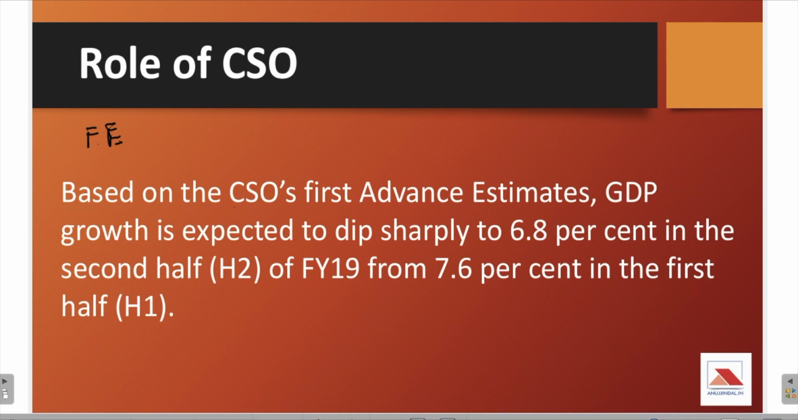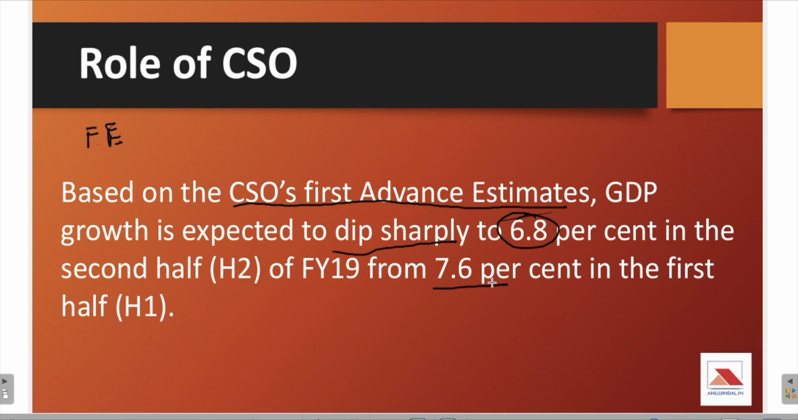Based on CSO's first advance estimate. The first advance estimate is basically the first report. GDP is expected to dip sharply. So they predicted that the dip is going to be there, and they expected it to be around 6.8%. However, in reality, it came down to 6.6% for financial year 2019 from 7.6% in the first half. In the first half, which is the accumulation of the first two quarters, there was an expectation of 7.6% GDP growth rate. However, in the third quarter or the second half, there was an estimation that there is going to be a dip.